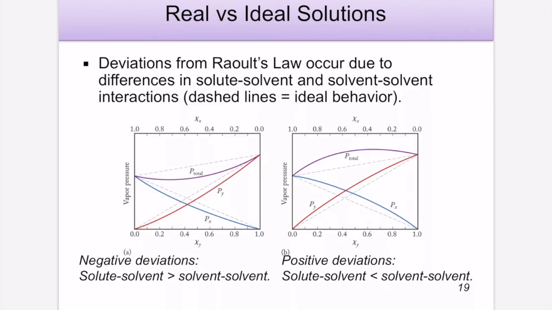So basically an ideal solution means that, when you have a solution, you can add up the two partial pressures: the expected partial pressure of ethanol, for example, and the expected partial pressure of water. Add them together, and you would get the total pressure of the solution.